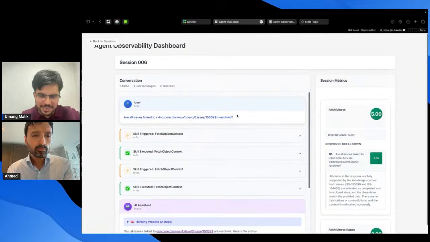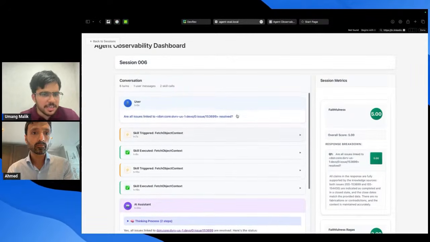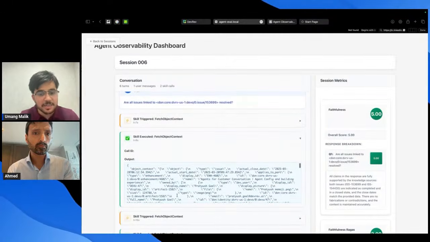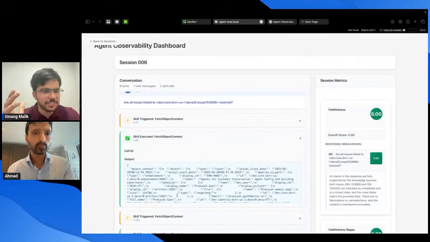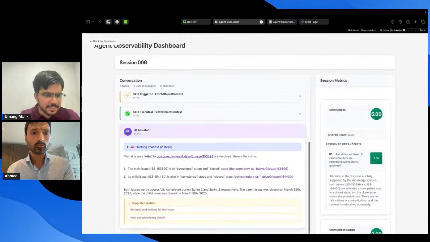Like, this is from DevRev, we have an issue, and there are other linked issues, style issues, and so on. And here, this agent called a skill call, fetch object context. It received this context, but now this is a JSON. It has so much information in it. Then so on, and it said yes, all of this is resolved.